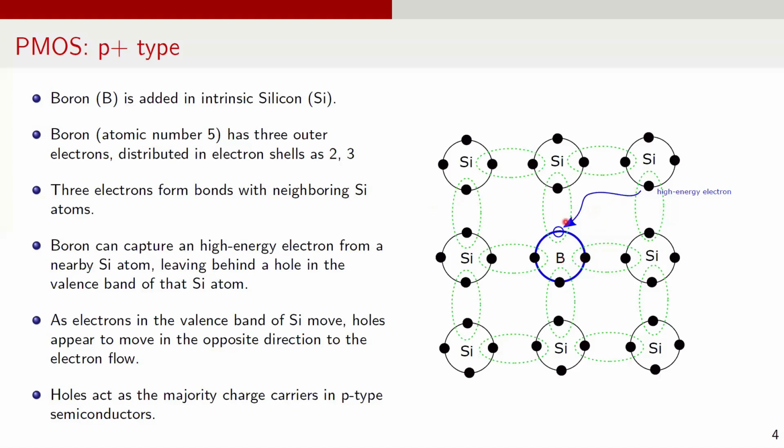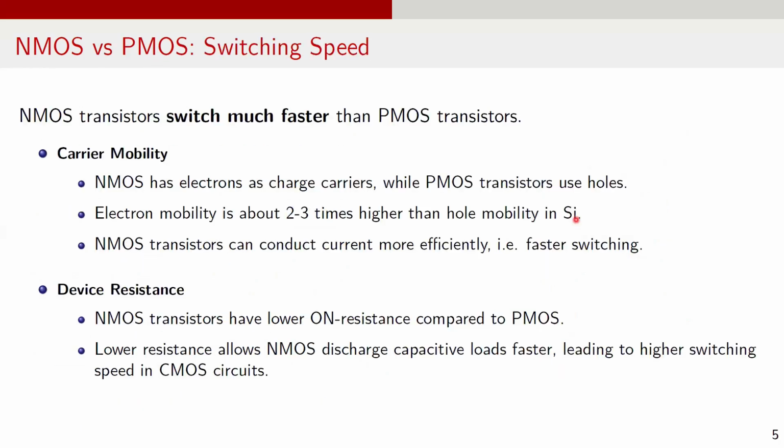Boron captures an additional electron from a nearby silicon atom, leaving behind a hole in the silicon atom. As electrons move in the valence band, holes appear to move in the opposite direction. Since holes act as the majority charge carrier in doped silicon, these materials are called p-type semiconductors. Now let's go over the differences in NMOS and PMOS characteristics.